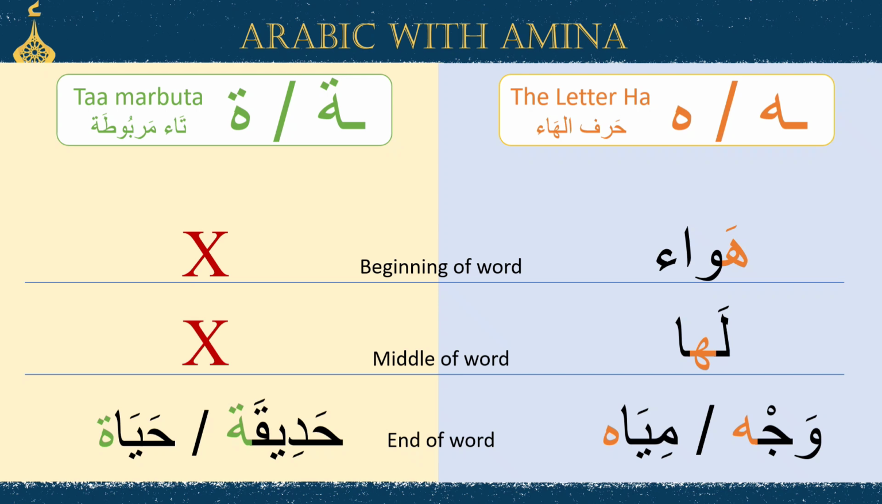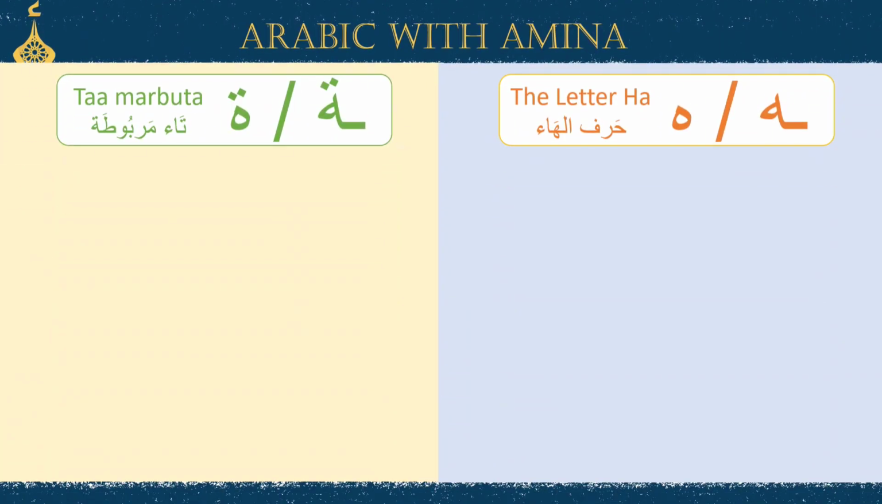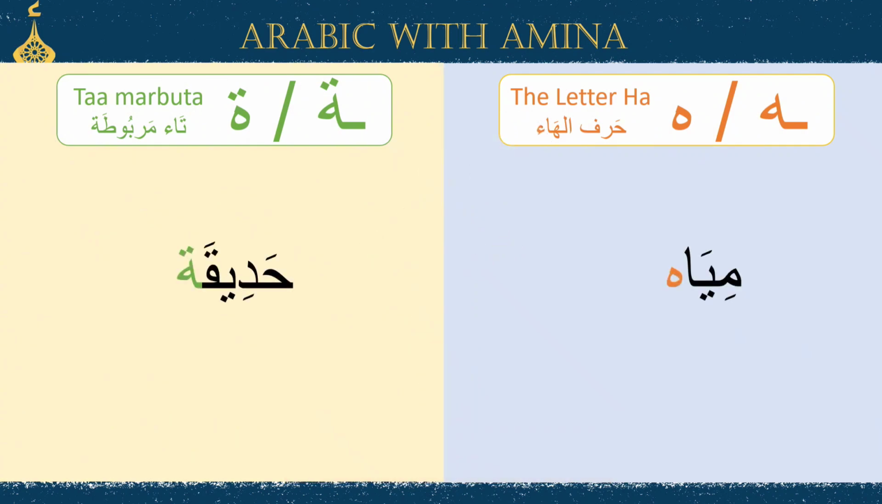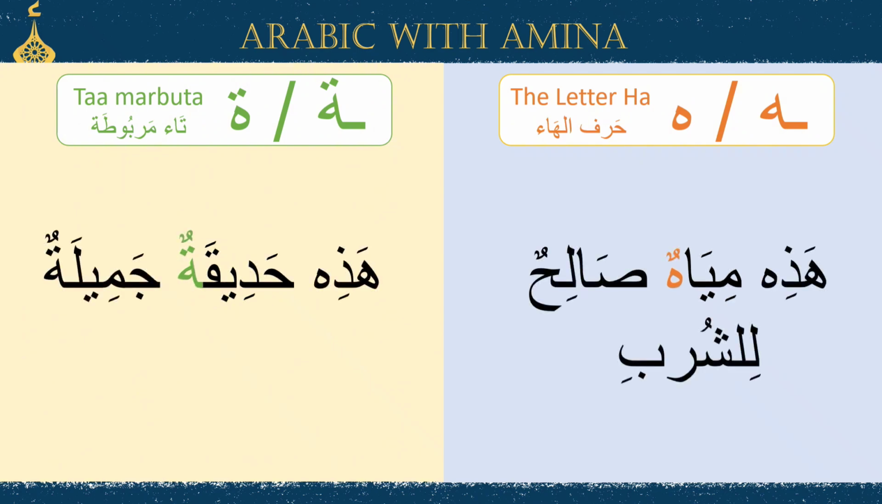The letter ha and Taa Marbuta also differ in pronunciation. Take these words, miyah, ending in the letter ha, and hadiqa, ending in the letter Taa Marbuta. Miyah, hadiqa. At first, they both sound like they end in the ha sound, right? So where's the difference? The secret comes out when these words are used in sentences. Specifically, when we pronounce the tanween or other harakat on them.